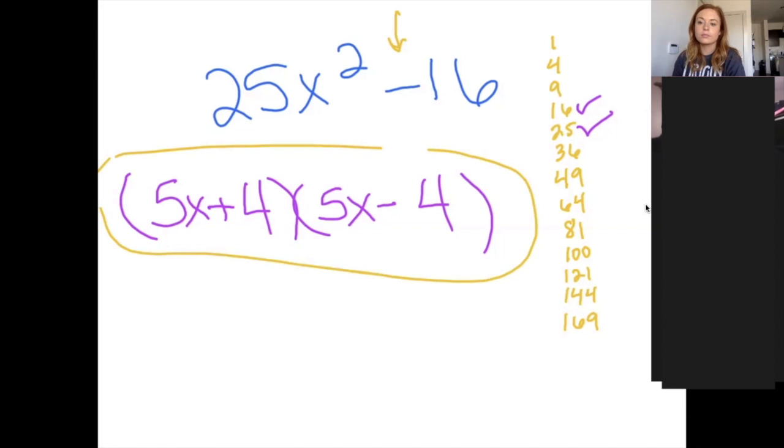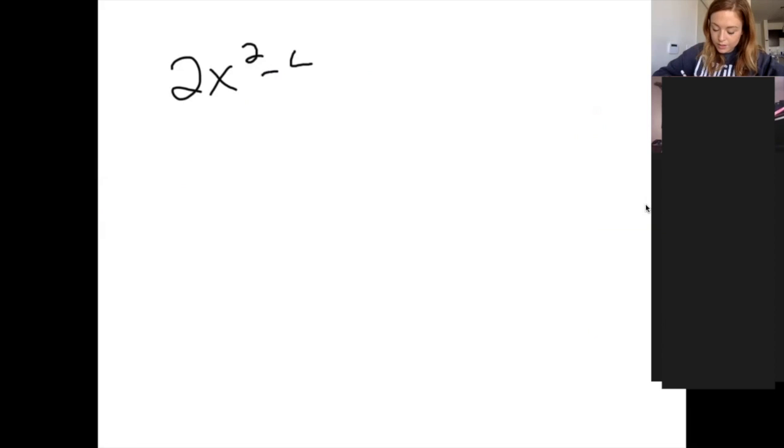No, that's it. Okay. Last one then, perfect squares with a GCF, because sometimes you guys forget to take out your GCFs. Okay, so we have 2x squared minus 40x plus 200.